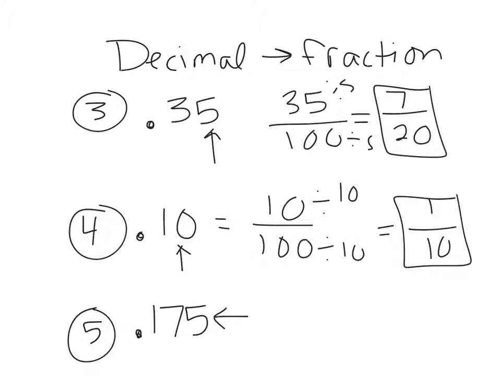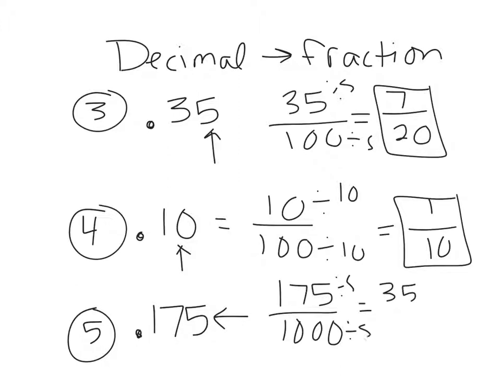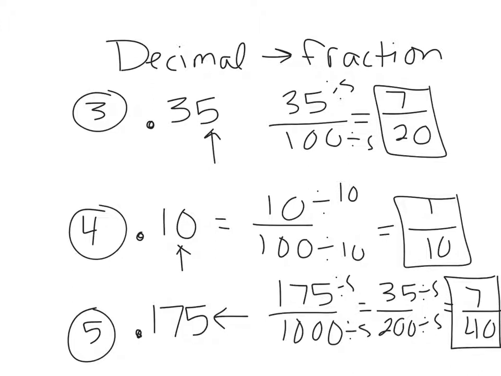Okay, now this 5 here is in the thousandth spot, so I'm going to put this over 1,000 this time, and 175. Again, I know 175 and 1,000 both divide by 5. So I'm going to get 35, and if I divide 1,000 by 5, I get 200. And then I'm going to divide them by 5 again because they're both divisible by 5 again. They end in 5s and zeros. So that gives me 7 over 40. And then that is my answer for that one.